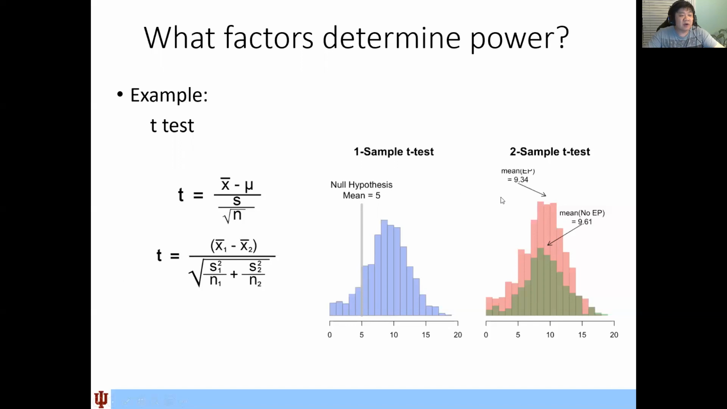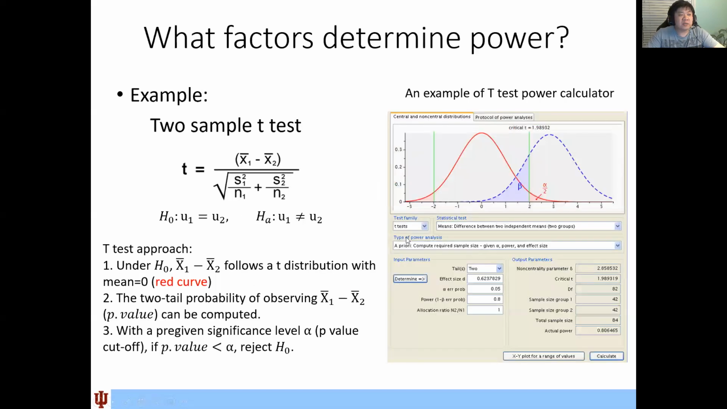So here's the example of a Student t-test. There are two types of t-test. One is the one-sample t-test, which tests whether the mean of a series of observations is equal to a pre-given value or not. The second is the two-sample t-test, which tests whether the means from the observations of two groups are equal or not. And this is the t-statistic used for the one-sample t-test and the two-sample t-test. We will use the two-sample t-test as an example to show how the statistical power of the t-test is computed.